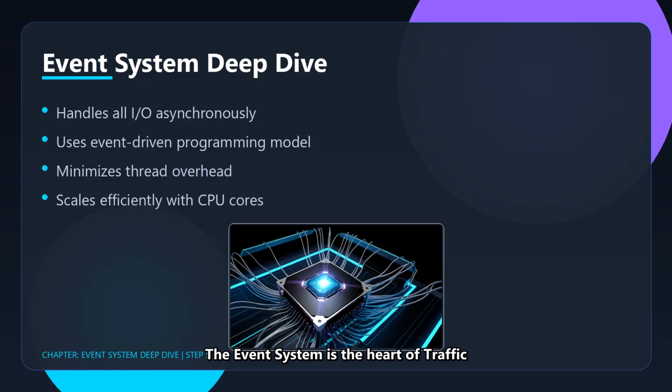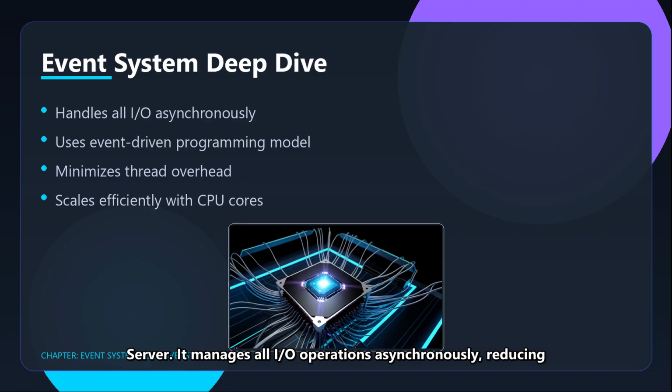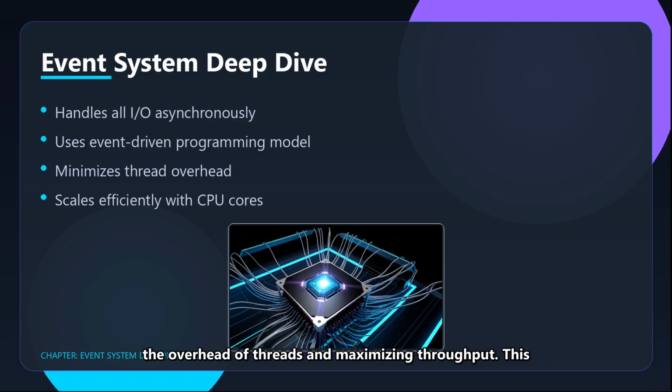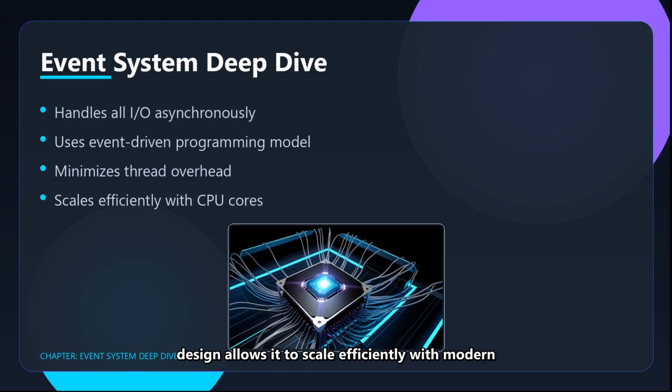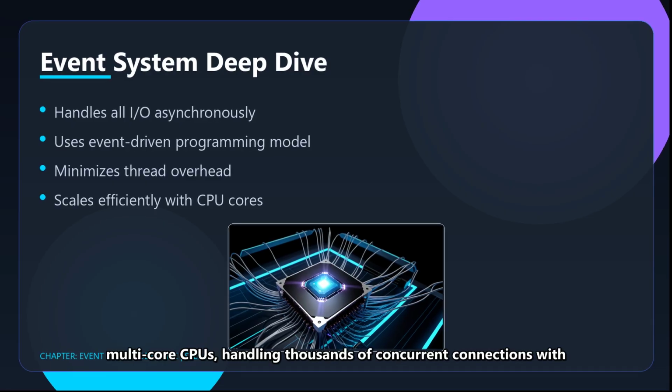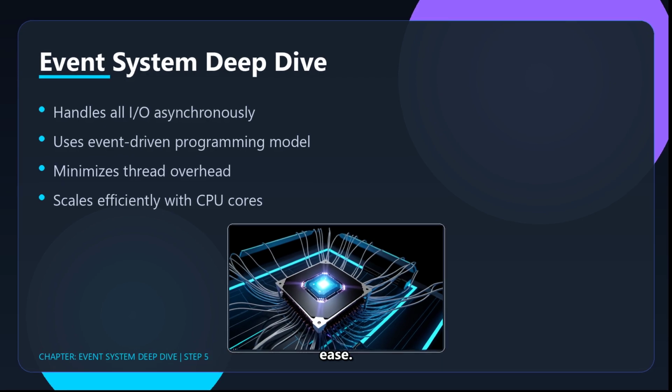The event system is the heart of Traffic Server. It manages all I/O operations asynchronously, reducing the overhead of threads and maximizing throughput. This design allows it to scale efficiently with modern multi-core CPUs, handling thousands of concurrent connections with ease.